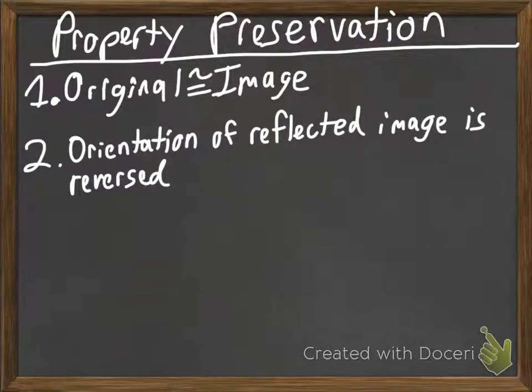And reflections preserve some properties a bit more than the translations did. Our original is still congruent to the image, so we're not actually changing size and shape. The thing that is changing, though, is the orientation of the object. It's like when you look in a mirror, you hold up your right hand, it looks like you're holding up your left hand in the mirror. The orientation is reflected here. So everything is reversed.